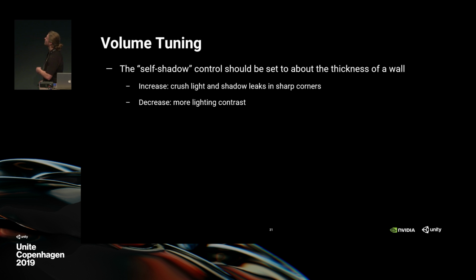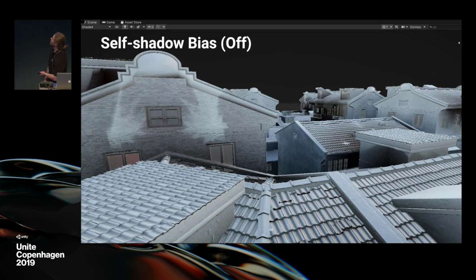So now let's talk a little bit about tuning the volume. The most important control for tuning the volume is what we call the self-shadow bias. This is the bias that controls whether or not a probe shades the point that it thinks it can see. And if you increase this self-shadow bias, you can get rid of any small lingering light leaks in sharp corners that might be there. And if you can get away with it lower, then it creates more contrast in the lighting. So here's what that looks like.